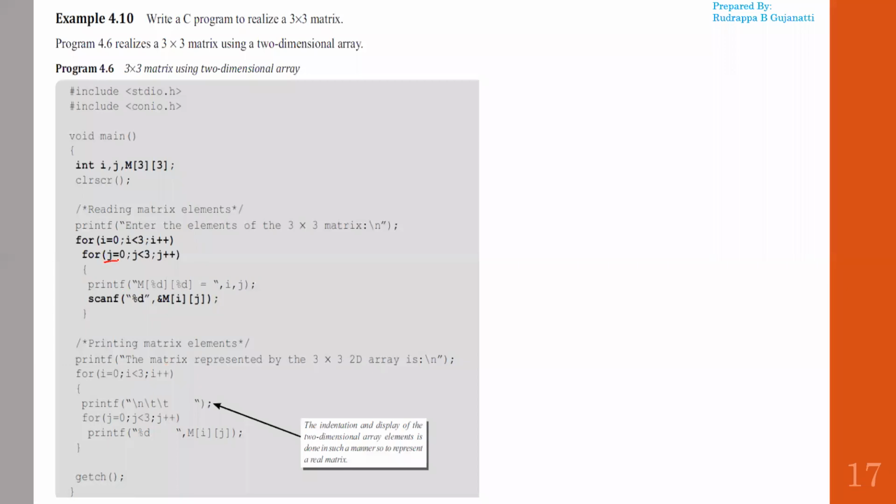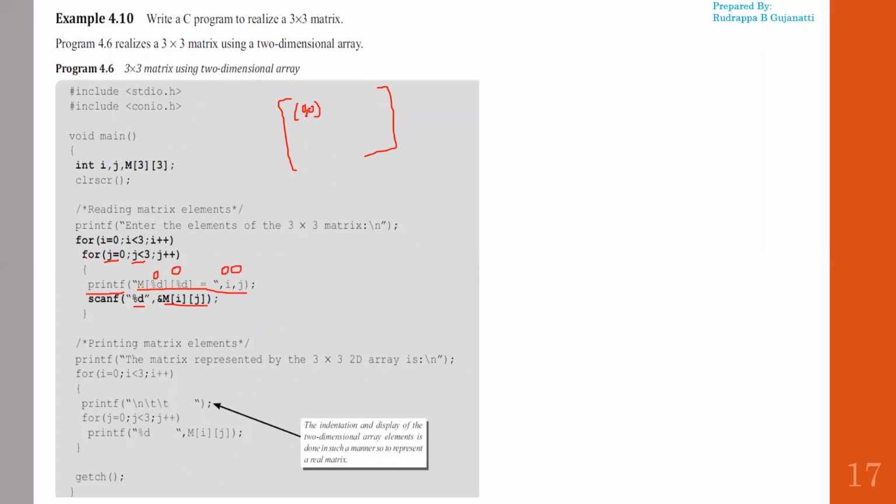So here j is equal to 0, j less than 3. Here they are asking for each of the elements. In the initial state, i is 0, j is 0, so it will be m of 0, 0. That is the first element you are seeking. So you ask the user to enter that information, and that information is stored in m of 0, 0.